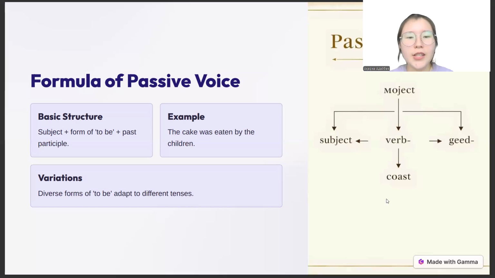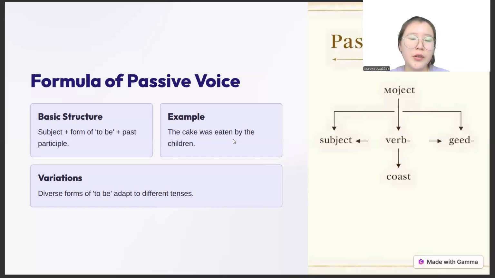Okay, let's look at the example. The cake was eaten by the children. In direct speech, we will say, the children ate the cake. That's all, right? But in a passive voice, we have to show our level of English, and that is why we use the passive voice. The cake was eaten by the children.